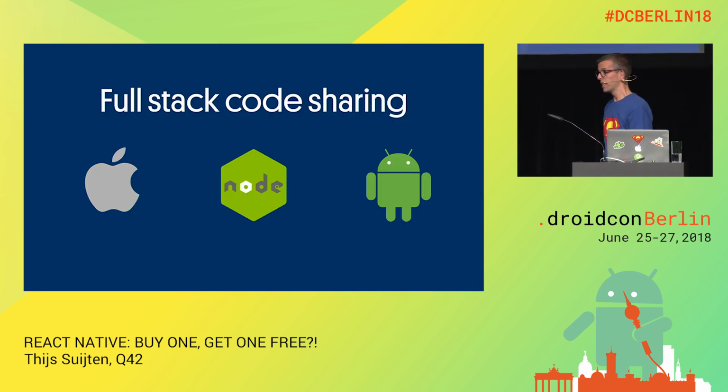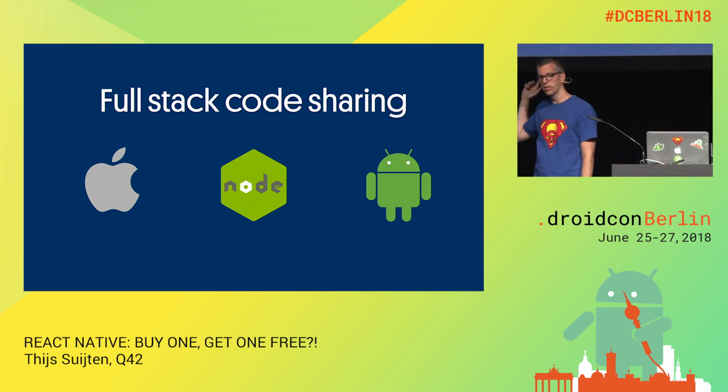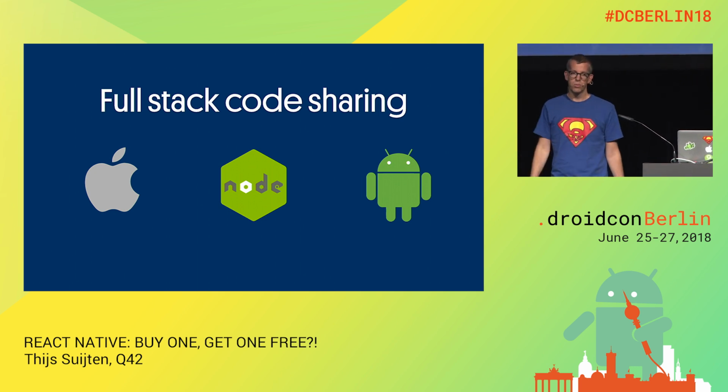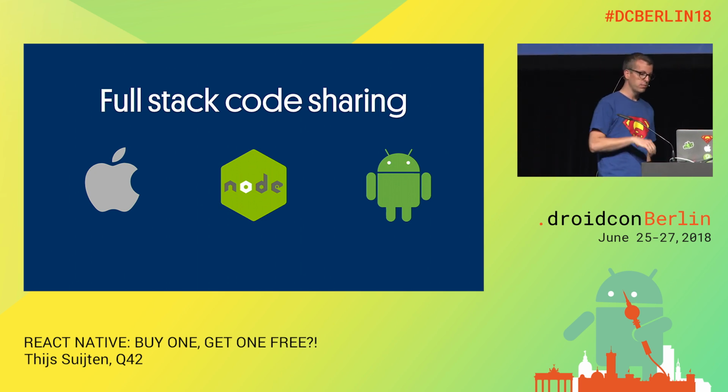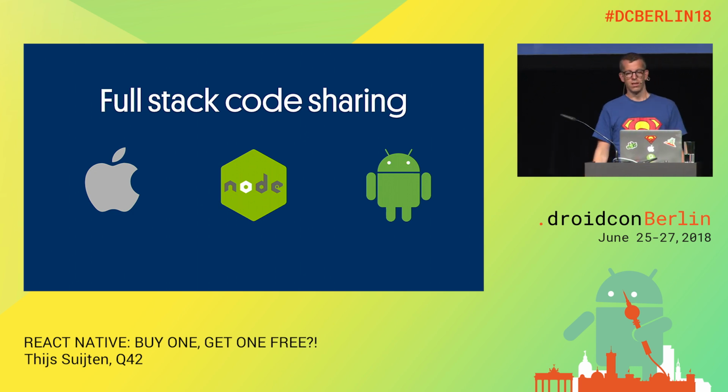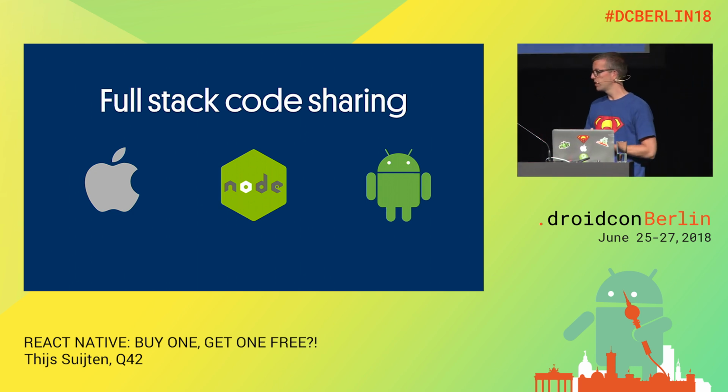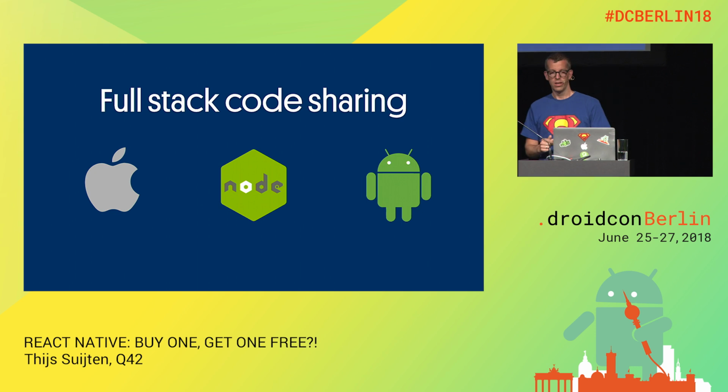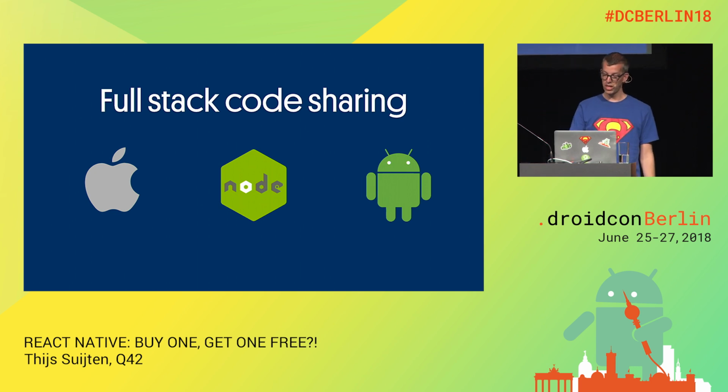And one really cool thing is that we're not only sharing code on Android and iOS, but we're also sharing code with our backend, because we have a Node.js backend. We're sharing things like validation, models, some small utility functions. We can also reuse that on the backend. So that's really nice. It really saves you a lot of time.